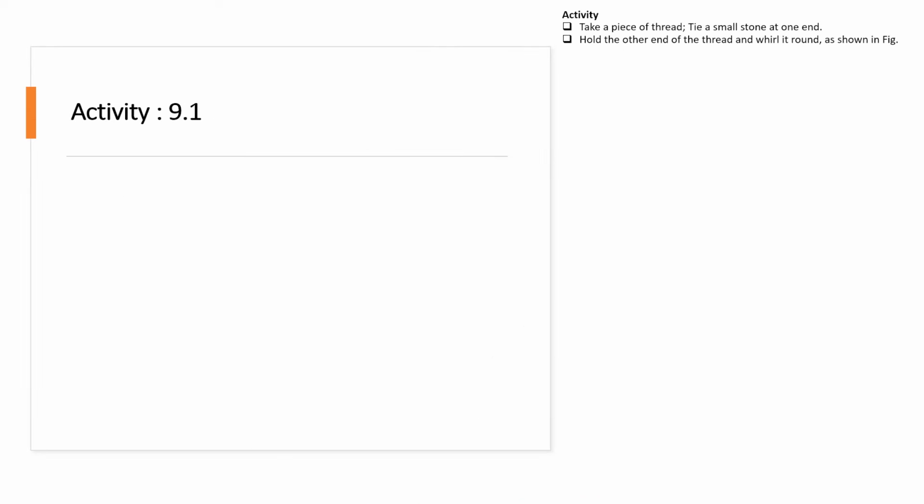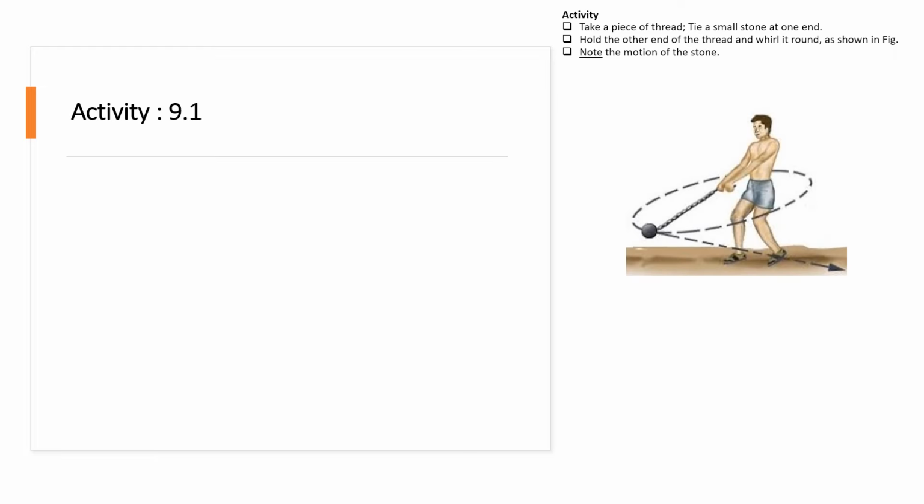Now let's do a small activity. Take a piece of thread. Tie a small stone at one end. Hold the other end of the thread and whirl it around as shown in the figure. Note the motion of the stone. It is circular, remember. You can clearly see it.